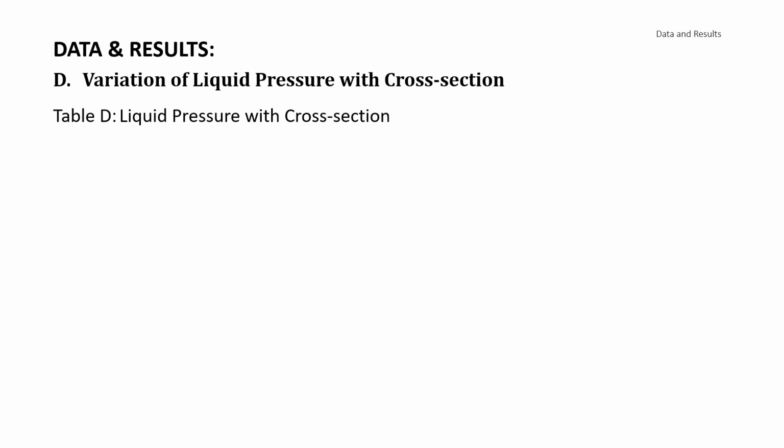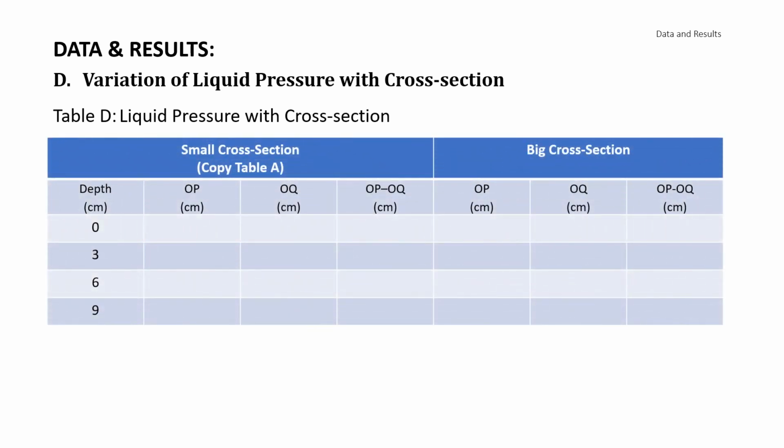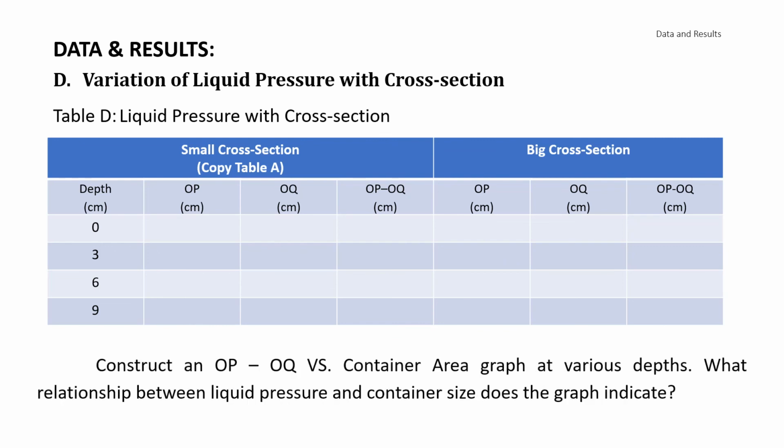Part D, variation of liquid pressure with cross-section. So you use this table. You have to copy the data from table A and record the data for the big cross-section container. And construct an OP minus OQ versus container area graph at various depths. What relationship between liquid pressure and container size does the graph indicate?